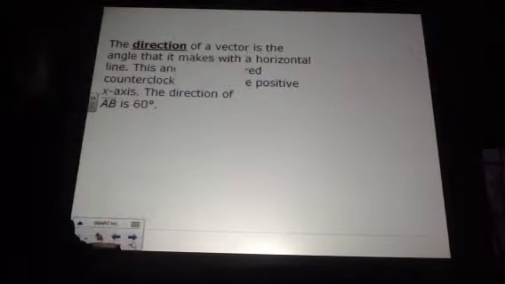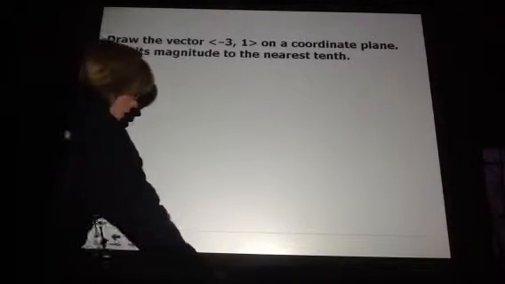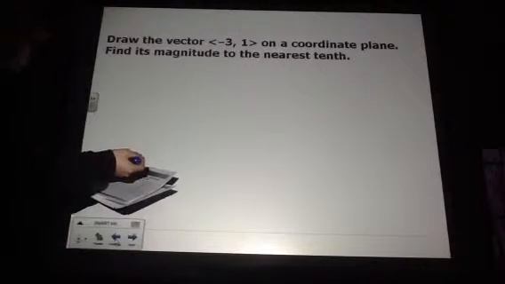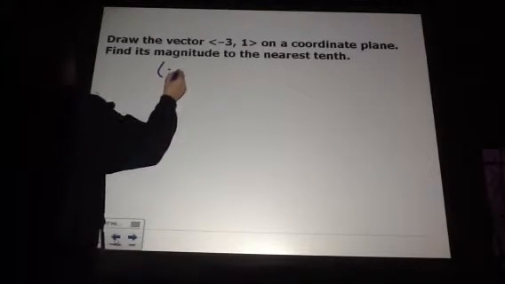Okay, see if you can do this one on your own. Do you really need to graph it? Not necessarily. Just make sure you know which one your points are.